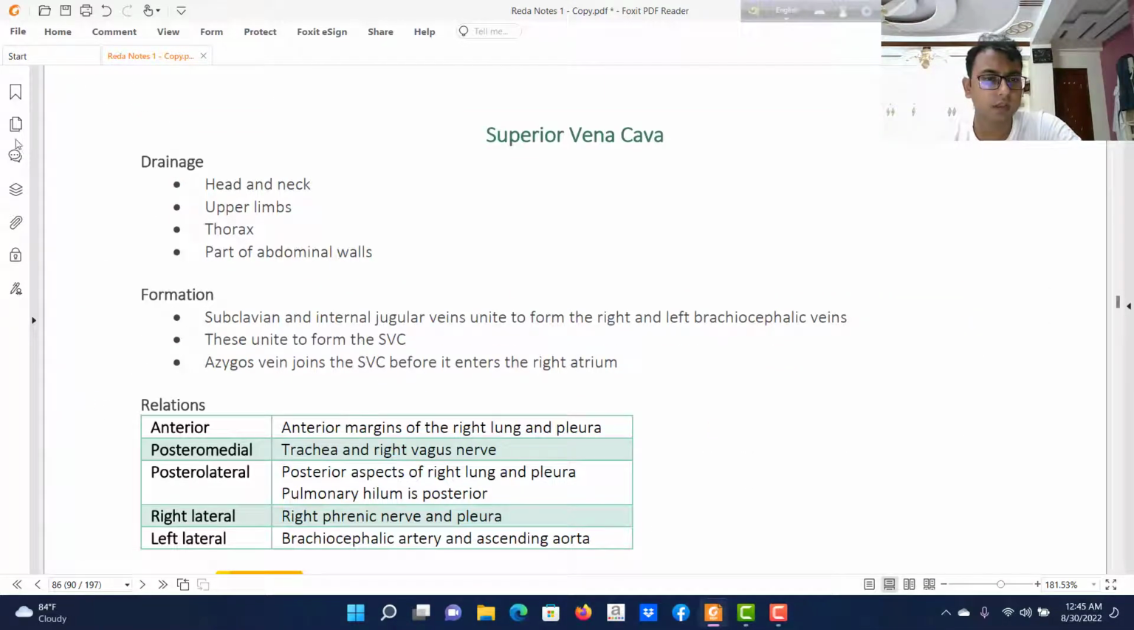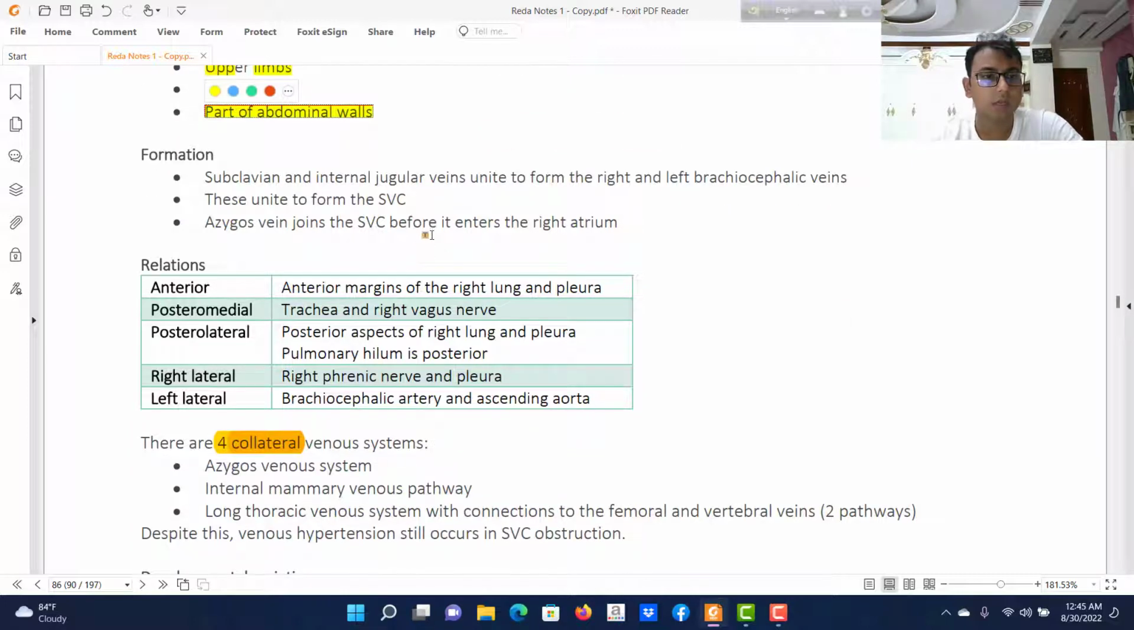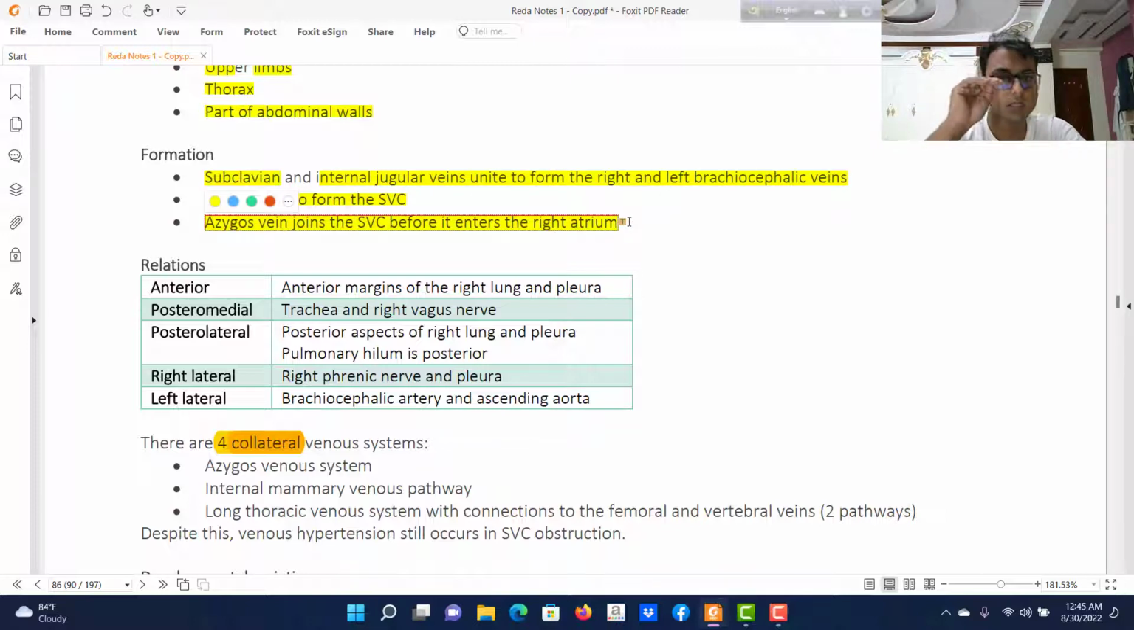Now the great vessel, the superior vena cava. The superior vena cava gives venous drainage to the heart from the head and neck, upper limb, the thorax, and part of the abdominal wall. For its formation, the subclavian and internal jugular veins unite to form the right and left brachiocephalic veins. Ultimately both brachiocephalic veins unite to form the superior vena cava. The azygos vein joins the superior vena cava before it enters the right atrium, along the sternal angle. I already mentioned that.